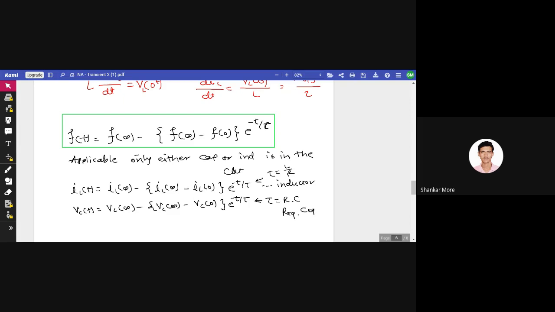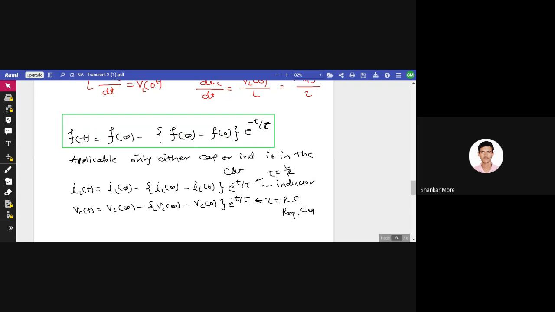Okay, follow the procedure. First of all, you have to find out all the values of currents and voltages for the initial state, that is t equals 0 minus. t equals 0 minus के लिए आपको सारे वैल्यू फाइंड आउट करने हैं. Then you have to find out the values for t equals 0 plus, and then at last you have to find the values for t equals infinity. Okay, तो ये तीन values आप find out करेंगे and then you can use this formula. You will never make a mistake.